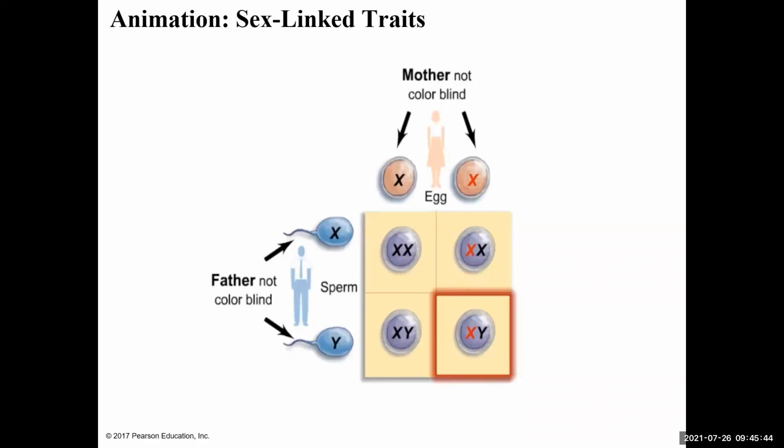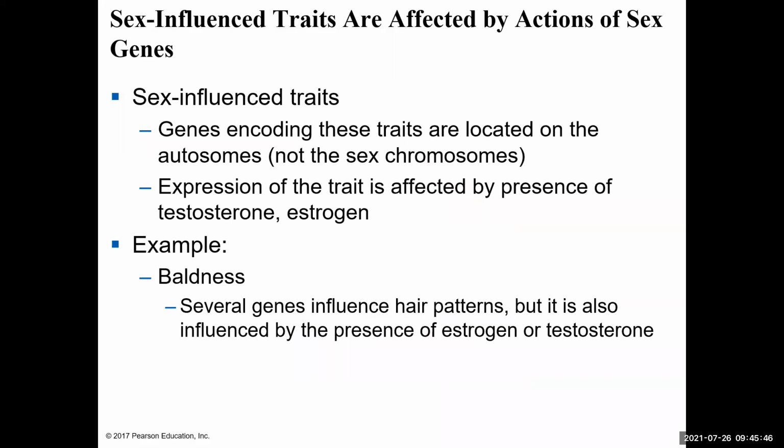Okay, and so that's sex-linked traits. Now, we can have what's known as sex influence traits. And so these are affected by the sex genes. For example, the genes encoding sex influence traits are located on the actual autosomes, so not the sex chromosomes, but the expression of that trait is affected by the testosterone and estrogen, which comes from the expression of genes from the sex chromosomes.